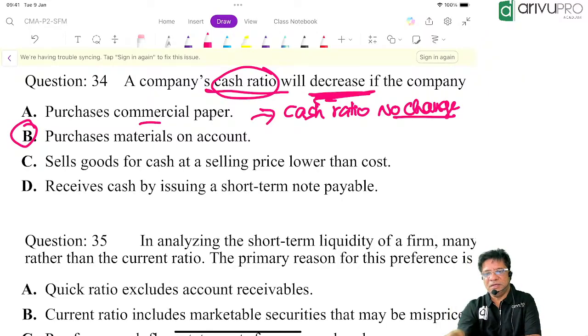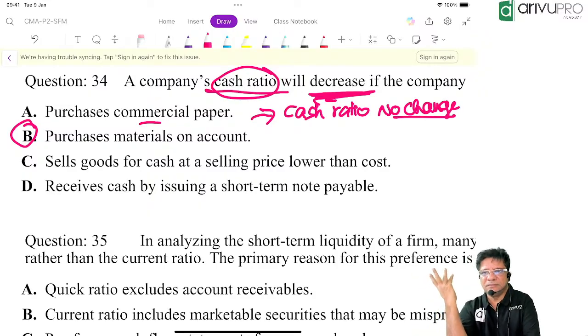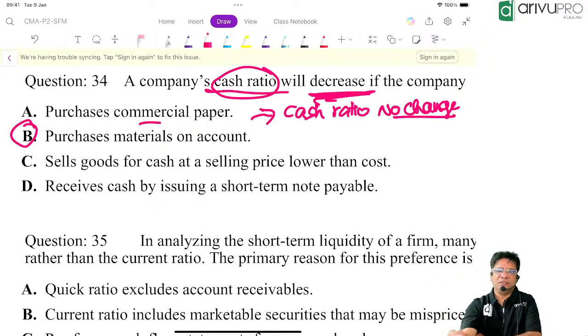By issuing short-term notes payable, current liability increases. Cash increases, current liability increases. No change. So B is the answer.